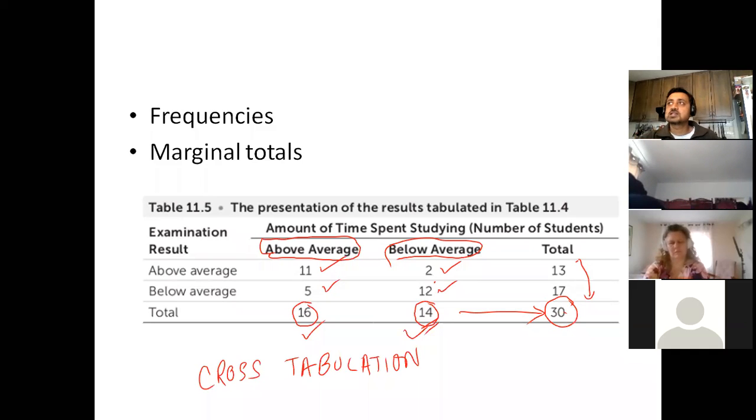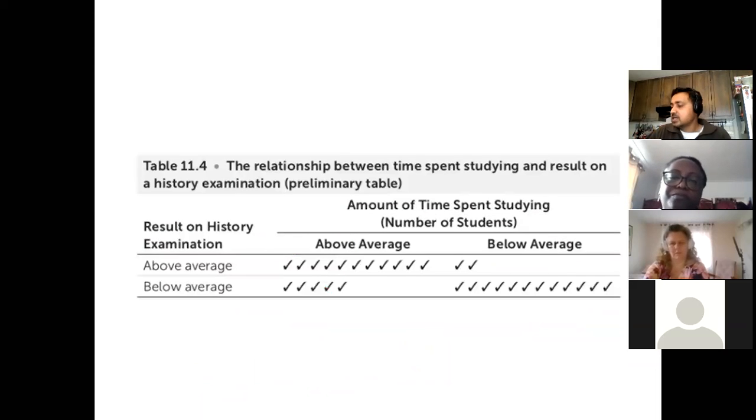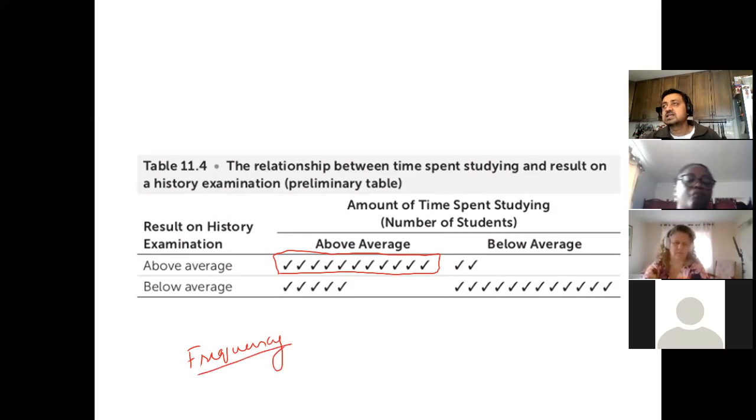Okay. Cross-tabulation is important because it ensures that you're adding up the number of incidents correctly. So I'll just go back one slide to indicate something I should have spoken about. The number of times anything happens, so the number of times that you have students spending above average time studying, the number of anything is called a frequency. Frequency is literally the number of events, okay?